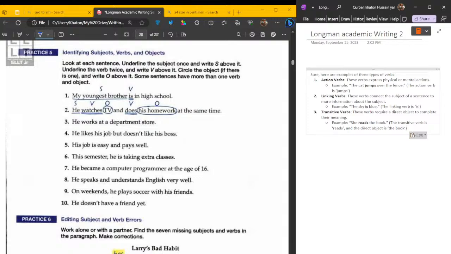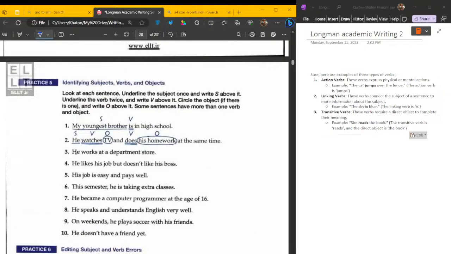Alright, so let's see. He works at a department store. He is the subject. This is the subject. My youngest brother is in high school. In his high school, who is in work? The verb and the object.